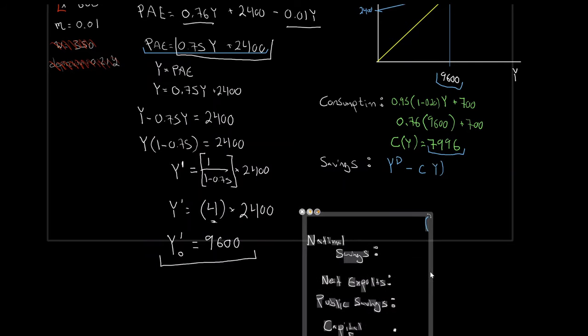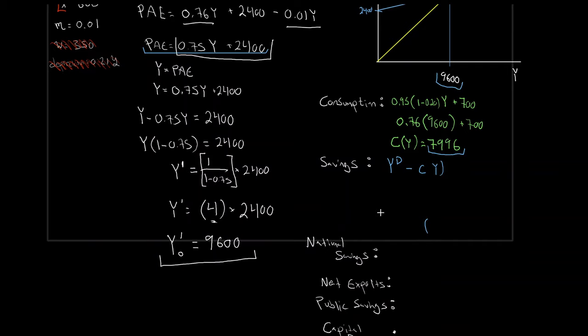What's our disposable income here? Well, keep in mind, disposable income is going to be our income, 9,600, times the leftover after taxes. So 1 minus my tax rate of 20%. That is going to be altogether my disposable income minus my consumption. And that's going to yield for me my savings function.